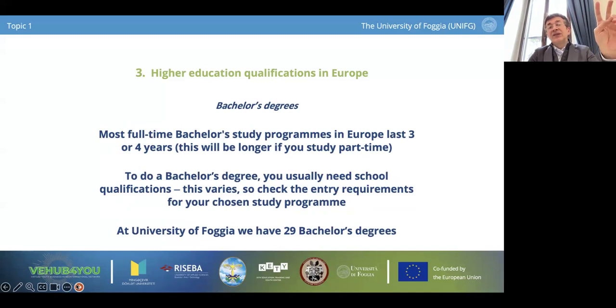The second aspect, the 3 cycles. Bachelor degree. Most full-time bachelor study programs in Europe last 3 or 4 years, depending on whether you are a full-time or part-time student. To do a bachelor's degree, you usually need a school qualification. This varies, so check the entry requirements for your chosen study program. For example, at the University of Foggia, we have 29 bachelor's degrees. A bachelor degree can be a great way to prepare for further study as well as for skilled employment.